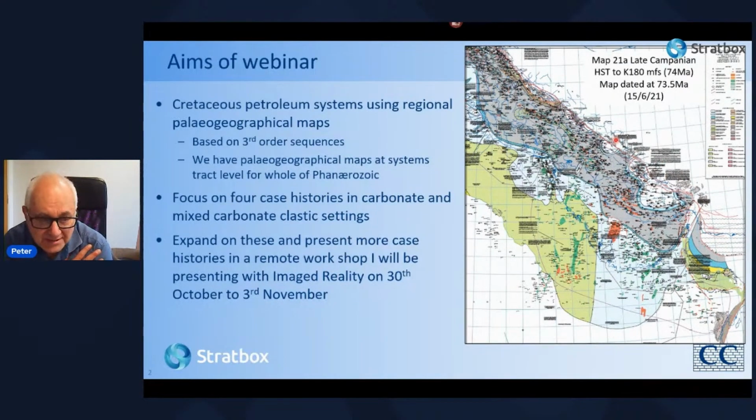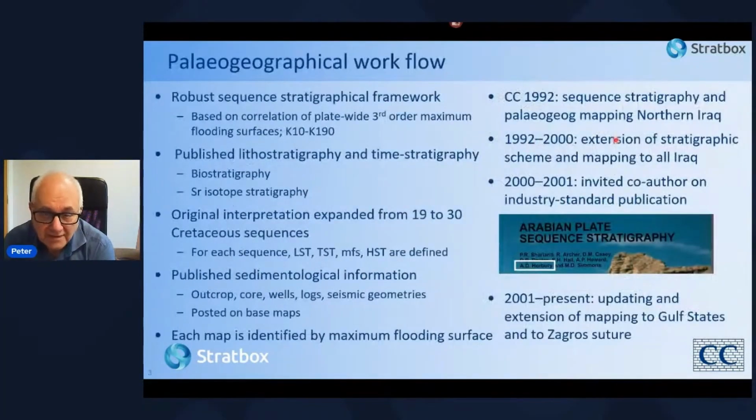And within this, I want to focus on 4 case histories in carbonate and mixed-clastic carbonate settings. I will be expanding on these case histories and presenting more case histories in a remote workshop I will be running on the Cretaceous petroleum systems, presented jointly with Image Reality on Stratbox on 30th of October through to the 3rd of November. Let me give you some history and workflow of how we construct these palaeogeographical maps.